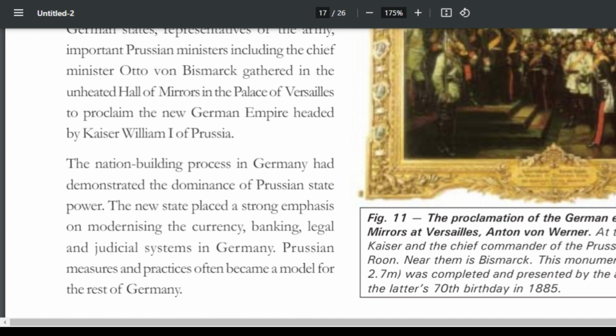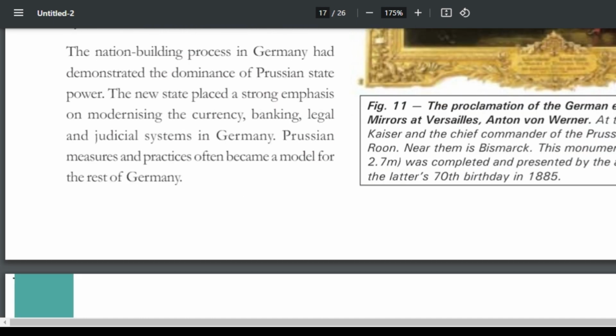The nation building process in Germany had demonstrated the dominance of Prussian state power. The new state placed a strong emphasis on modernizing the currency, banking, legal, and judicial system in Germany. Prussian measures and practices often became a model for the rest of Germany.